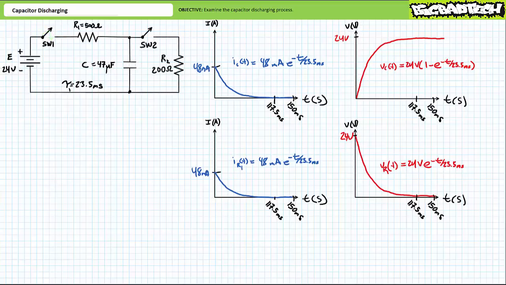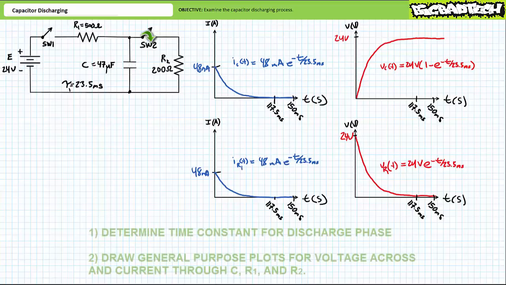Let's include another switch, switch 2, and another resistor R2 at 200 ohms. Here's the setup for this back-to-back charge and discharge scenario. Switch 1 closes and switch 2 remains open from t equals 0 to 150 milliseconds. At t equals 150 milliseconds, switch 1 opens, and at the same time, switch 2 closes. Let's now examine the discharge process by making this an interactive exercise. At t equals 150 milliseconds, switch 1 opens and switch 2 closes.